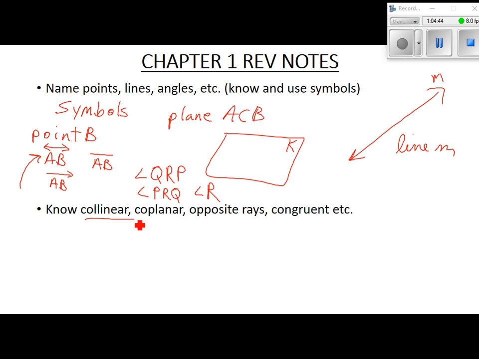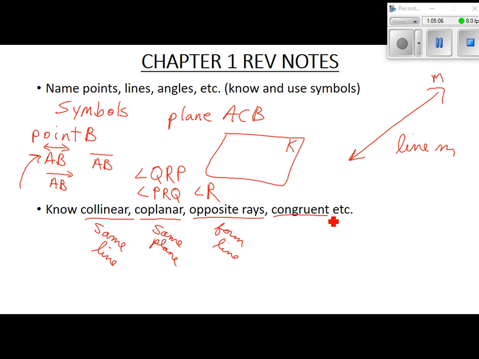What's collinear mean? Same line. Just real quick, what's coplanar mean? Same plane. Things on the same line, things on the same plane. Opposite rays form a what? Line. Form a line, good.